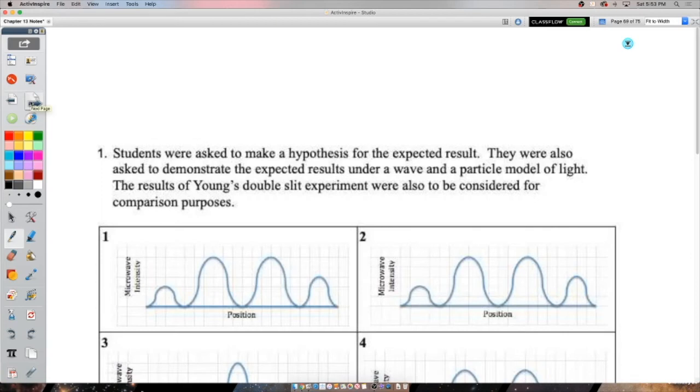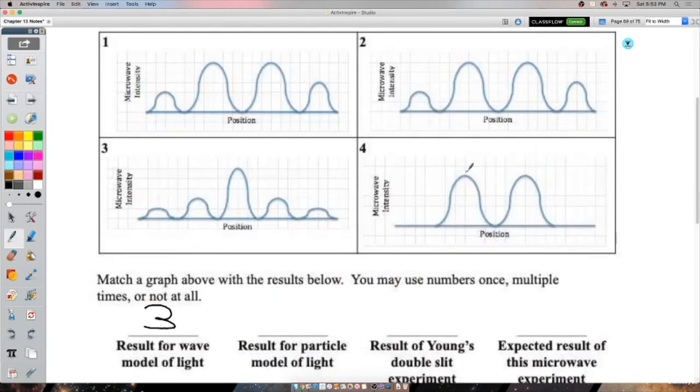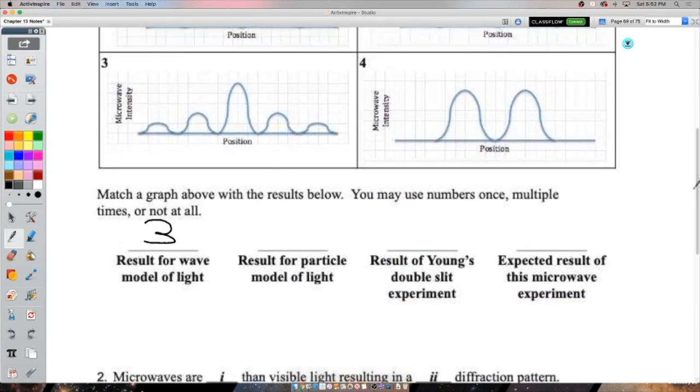So what graph represents that? Well, looking at graph number 4, right? 2 bright spots, the dark spot in between them where they couldn't get through the slits, but 2 high intensity points where the X-rays were getting through. So for a particle model of light, you would expect number 4.